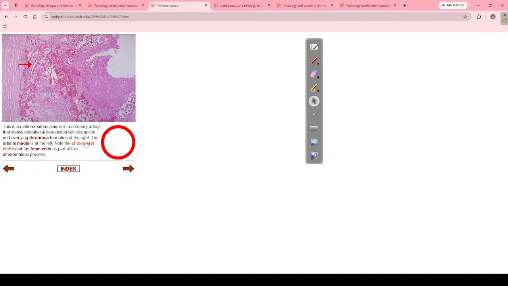The arterial media is at the left. That is the media of the vessel, and there is cholesterol which is present as clefts over here. And finally, you can see the foam cells, macrophage foam cells, right over here. All of these are pathology. These are the cholesterol clefts, and this is the intima.